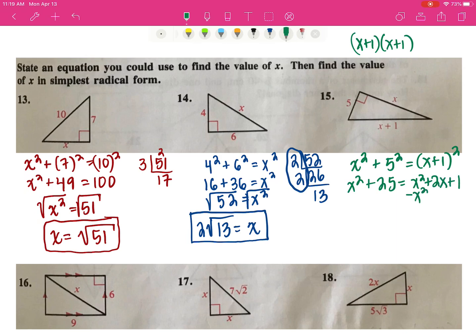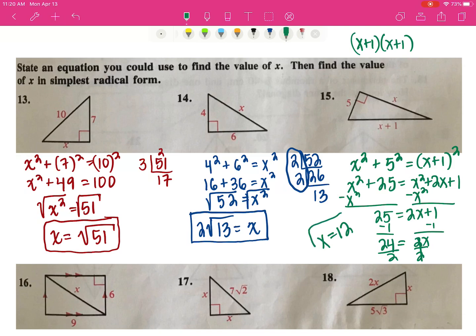I'm going to subtract x squared from both sides. That gives us 25 equals 2x plus 1. We'll subtract 1 from both sides. 2x equals 24. We'll divide both sides by 2. And that's how we get our answer of x equals 12.